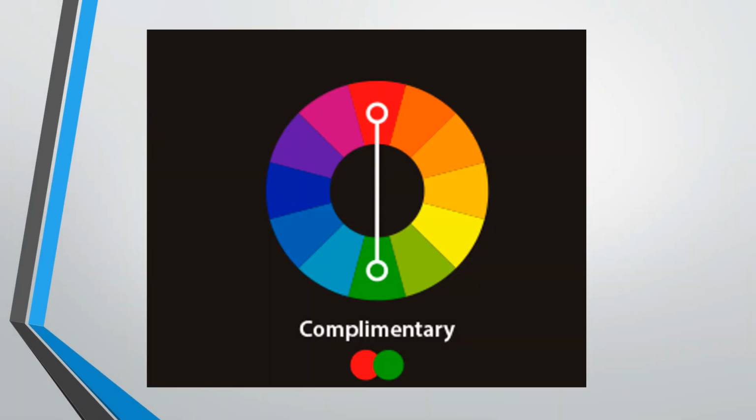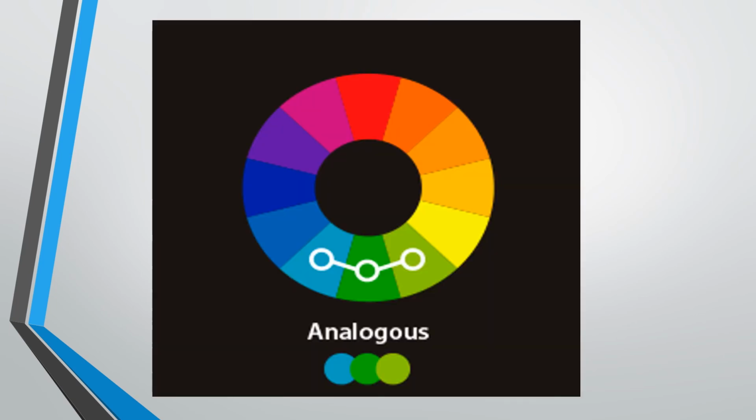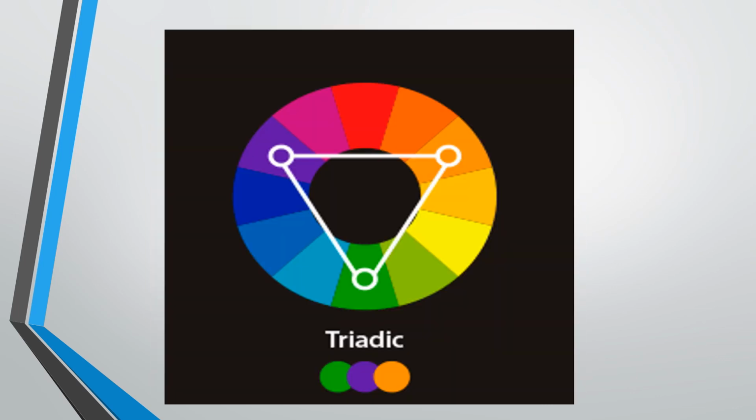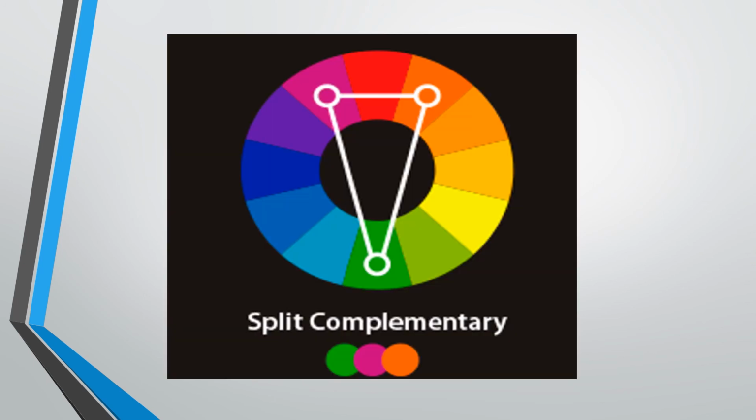There are complementary colors, which are opposite to each other. There is the rectangular color scheme, which uses two pairs of complementary colors. This is analogous, which uses colors next to each other on the color wheel. We have the triad color scheme, which uses three colors evenly spread on the color wheel. There is the square color scheme also, which uses four colors evenly spread on the color wheel. Last but not least, the split complementary scheme, which is similar to the complementary colors, uses the colors adjacent to the opposite color on the color wheel.